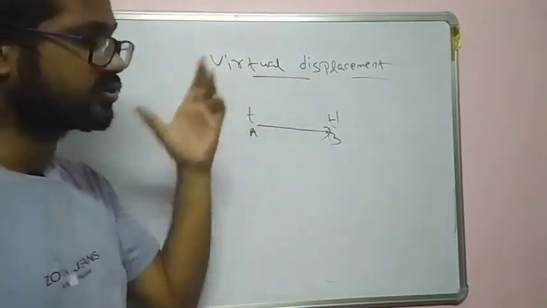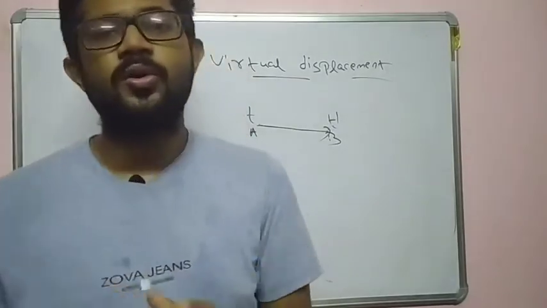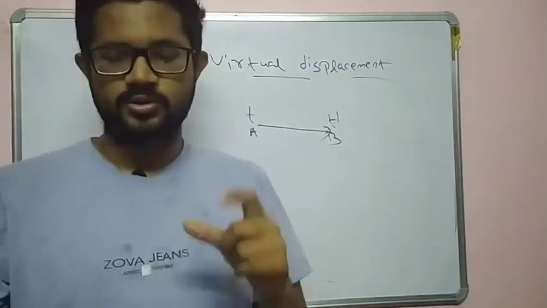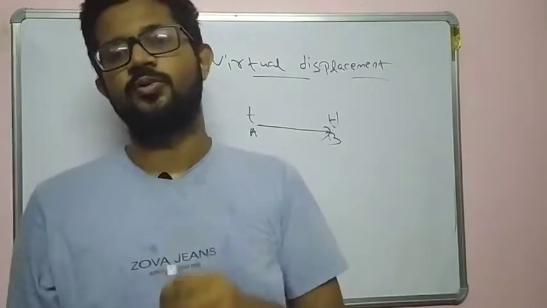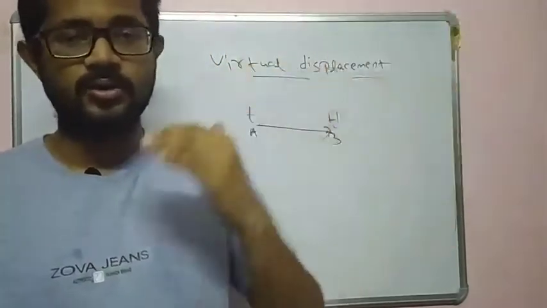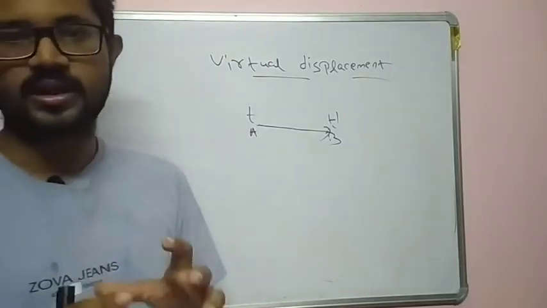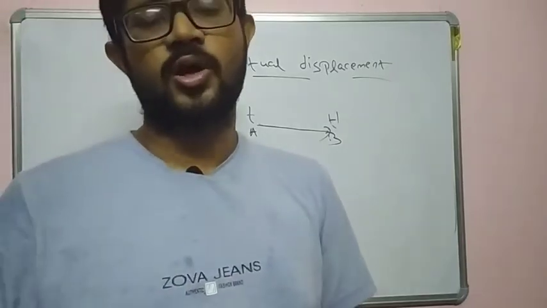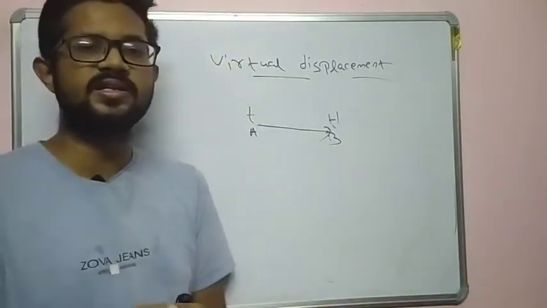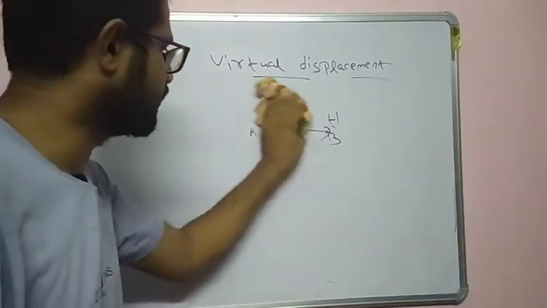But in the case of virtual displacement, there is no time elapse, that means there is no change in time. Suppose you are at 12:45 at this point, and in the potato shop also you are at 12:45. You are changing your position, but the time is constant. Are you getting my point? It is not consuming any time. So how is it possible? How can we visualize it? It is very difficult to visualize, but we can feel it. This is called virtual displacement.